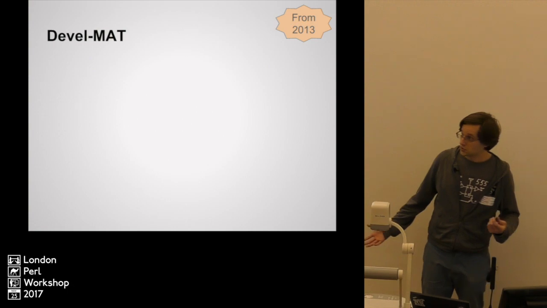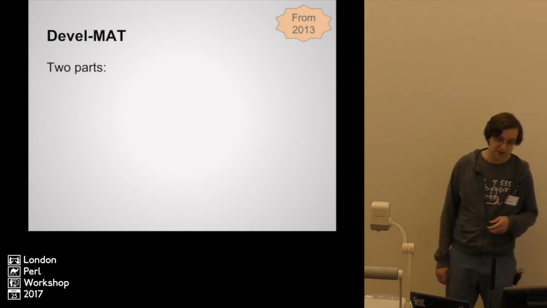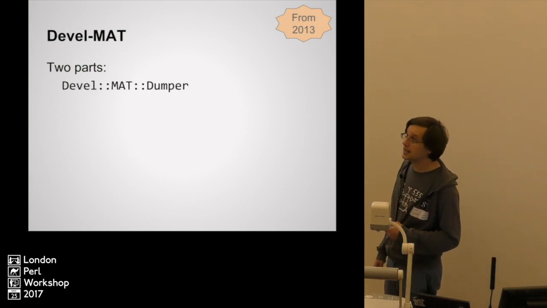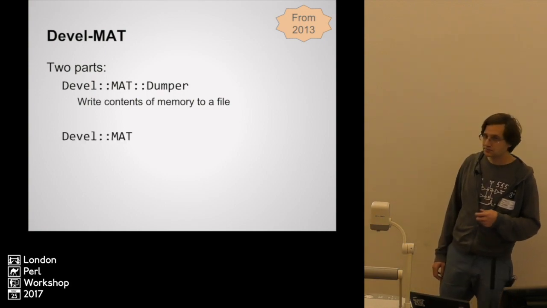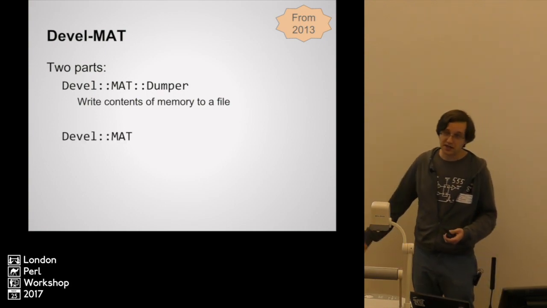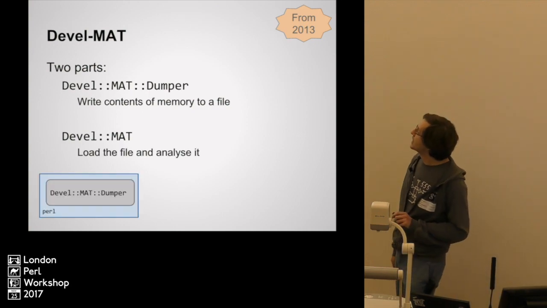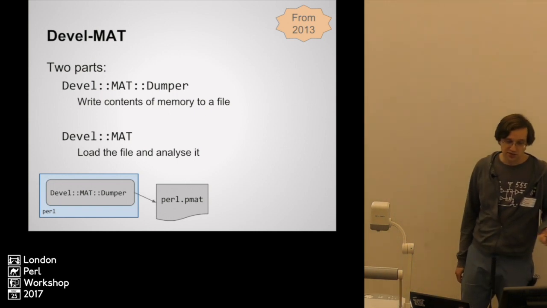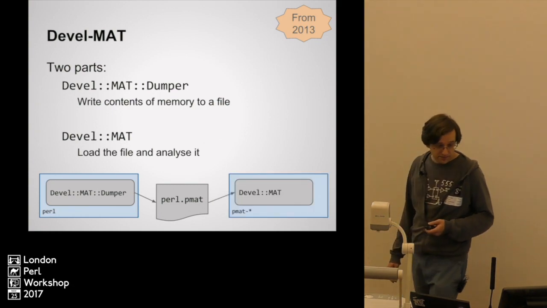So just a quick overview. These are now slides from 2013, so I'll just briefly explain. Devel::MAT comes in two parts. There's the dumper part, which you run inside the process you're instrumenting, and it writes the contents of memory to a file. Later on, you run the actual Devel::MAT tool set on it to analyze that. I have this nice little animation where we run the dumper, it writes the file on disk, traditionally called something .pmat, just because why not. And then later on, we analyze it with some tools.